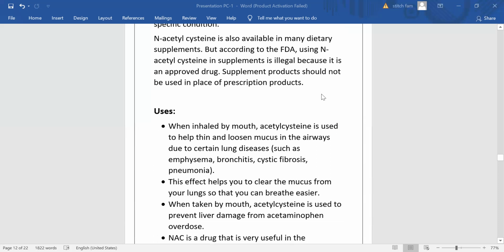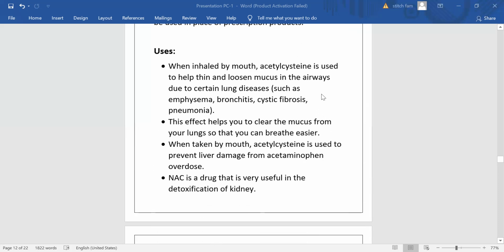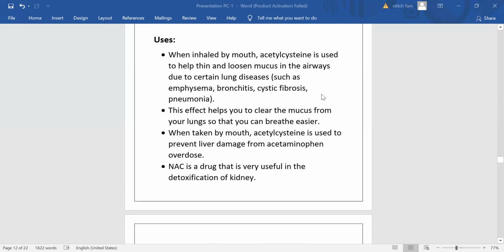Now we will discuss the uses of acetylcysteine, that is, how acetylcysteine is used. Number one, when inhaled by mouth, acetylcysteine is used to help thin and loosen mucus in the airways due to certain lung diseases such as emphysema, bronchitis, cystic fibrosis, pneumonia, which we will talk about in the video later.